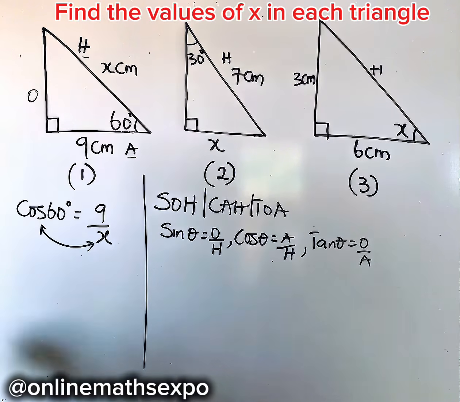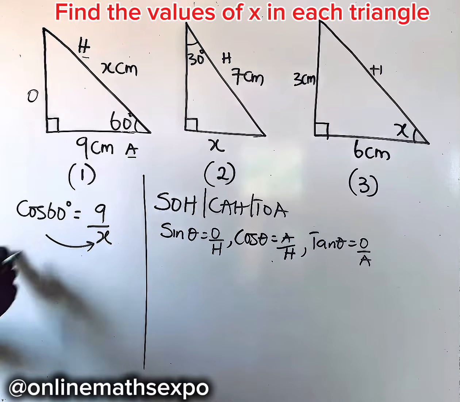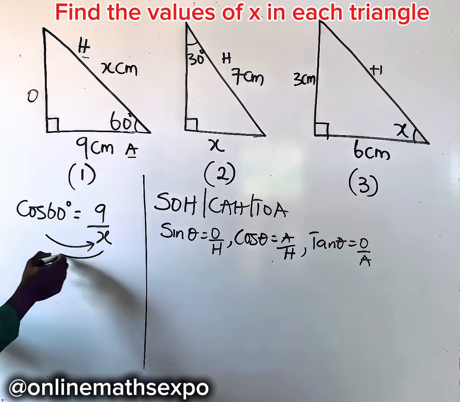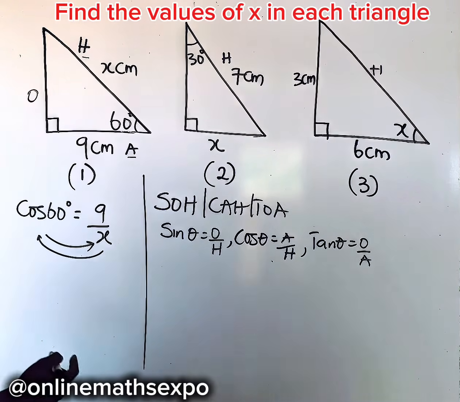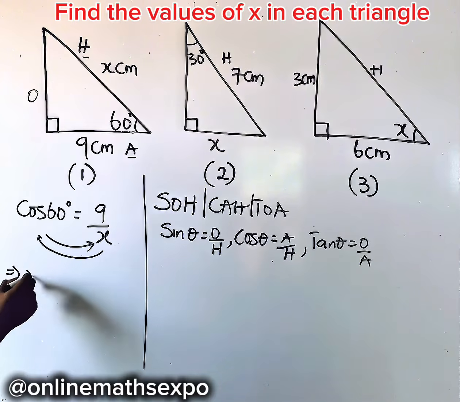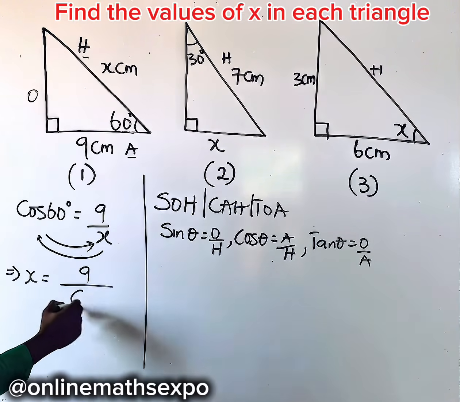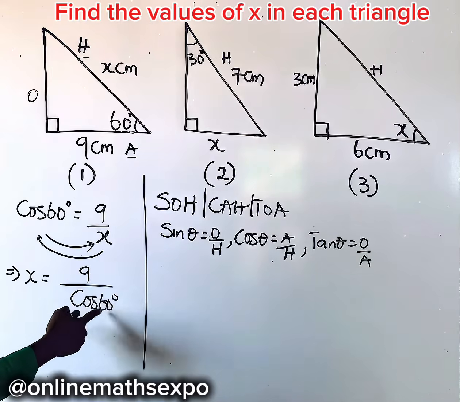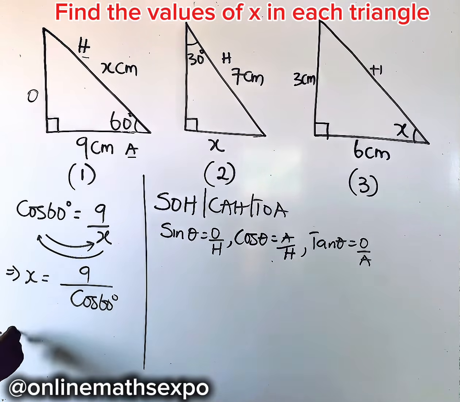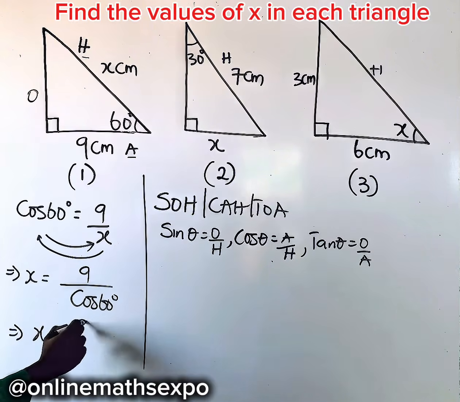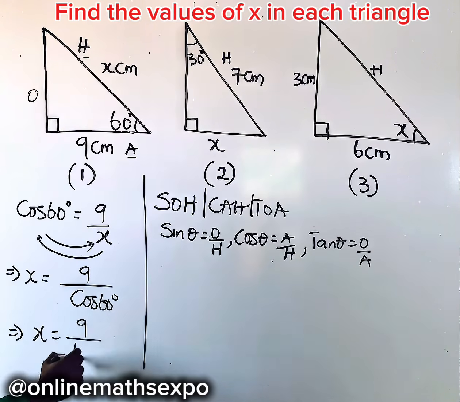Now, to make x the subject, I said you switch this. Just switch it. This will come down and this x goes up. You are making x the subject. So in that case, x will give you 9 divided by cos of 60. Now, quickly use your calculator. Cos of 60 is 0.5. So you have x is equal to 9 divided by 0.5. And when you divide 9 by 0.5, it gives you 18 centimeters.